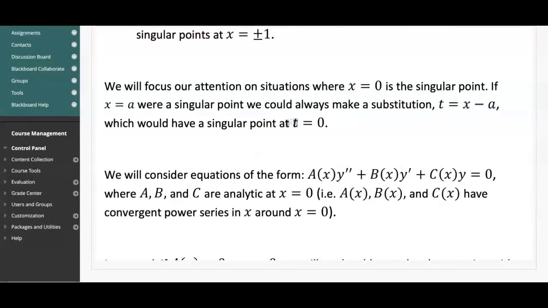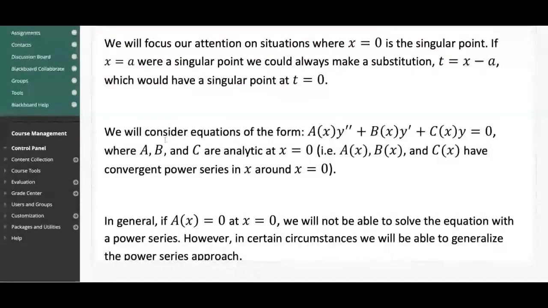So then we would always have t equals 0, right? Because x equals a. We make t equals x minus a, so t will always be 0. Just a little trick. So we want to consider the equation of this form, right?